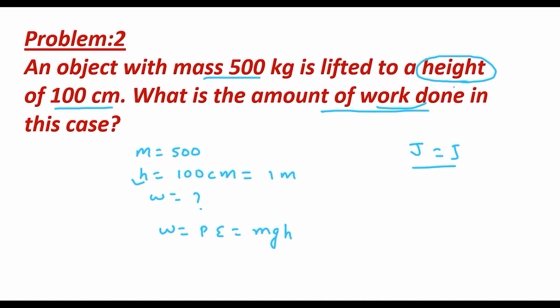When there is height, there will be potential energy, because potential energy means position or height. When a body is at a height or position, there will be potential energy. Your mass is given as 500, g is not given, so we can use acceleration due to gravity as 10, and height is given as 1.